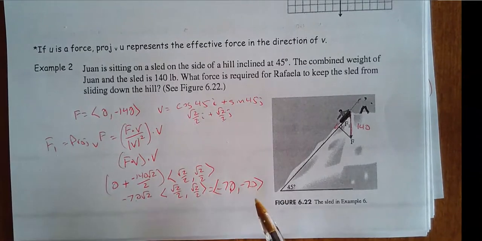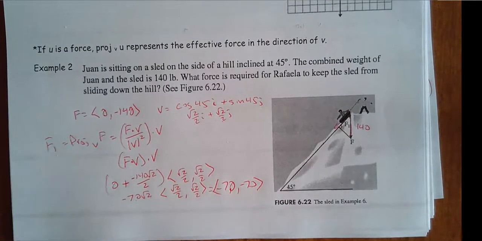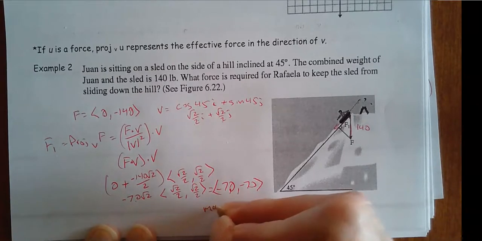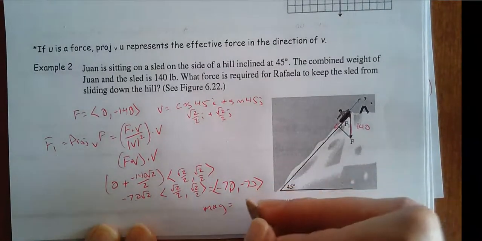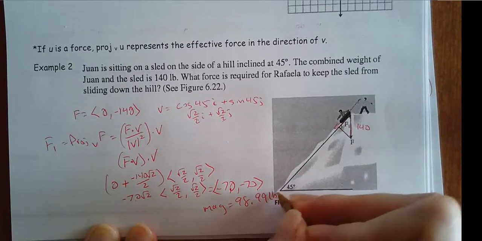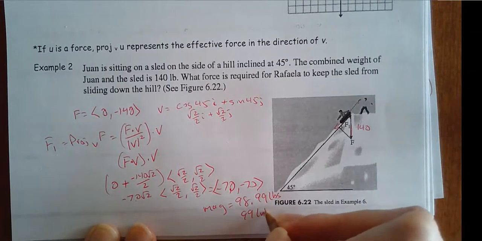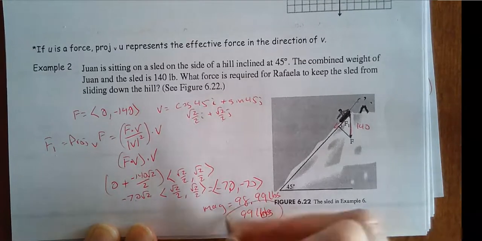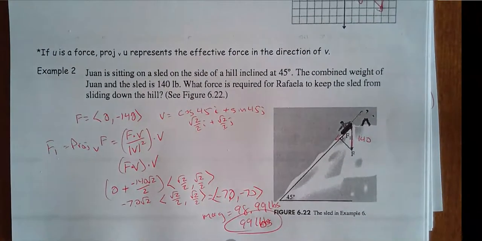Now what's the magnitude of that? So squared, add them together, and the magnitude of this guy would be 98.99 pounds. That's awfully close, 99 pounds, LBS.